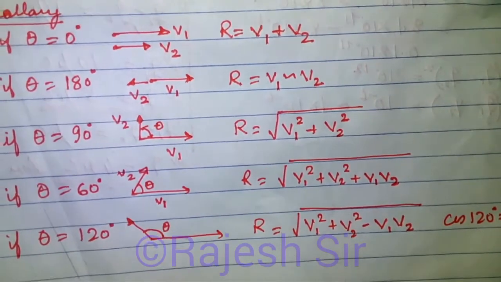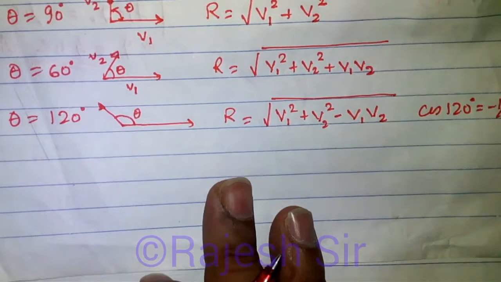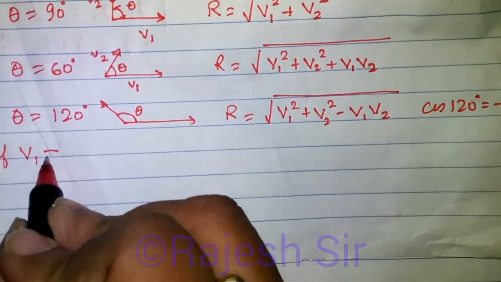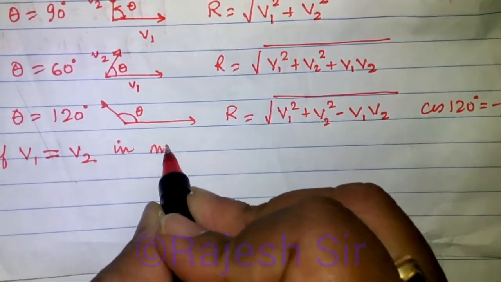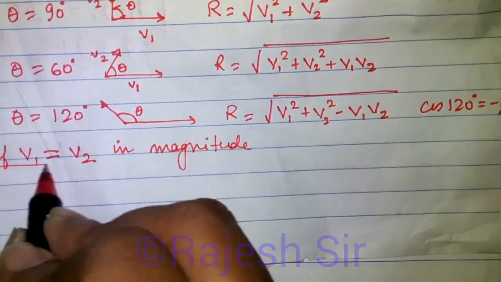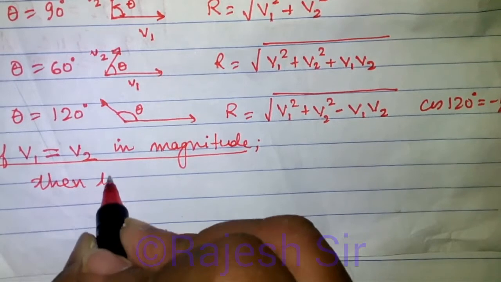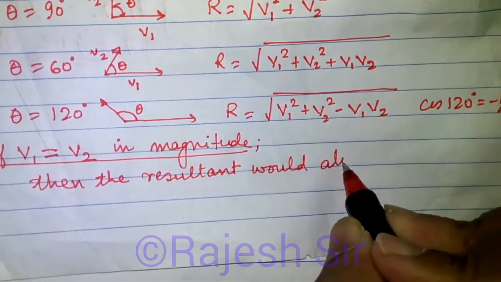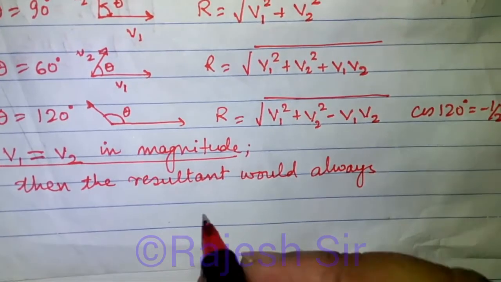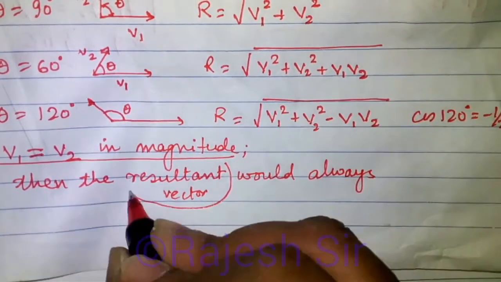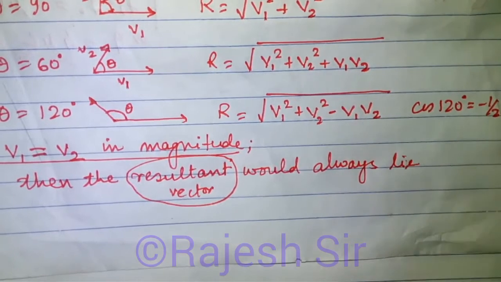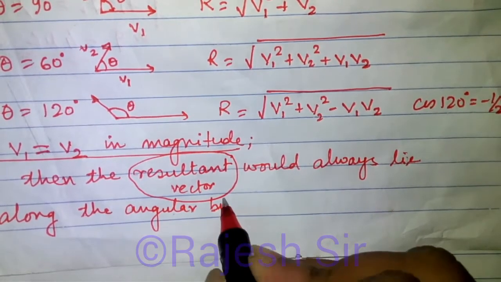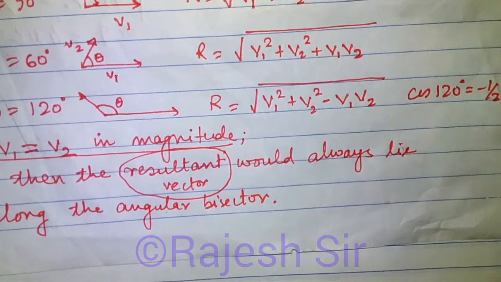Another very important aspect: if you find the two vectors to be of equal magnitude, if V1 happens to be equal to V2 in magnitude, then the resultant vector would always lie along the angular bisector. Now this result is of very much importance when you are dealing with numerical problems.